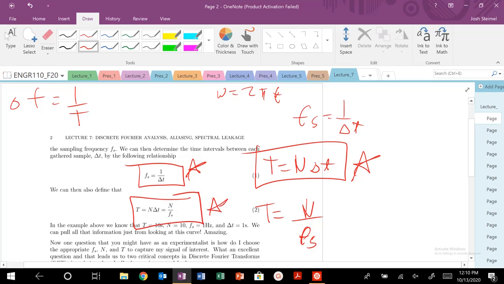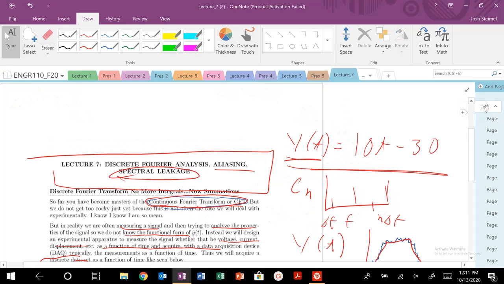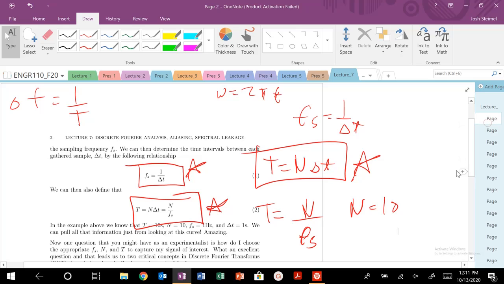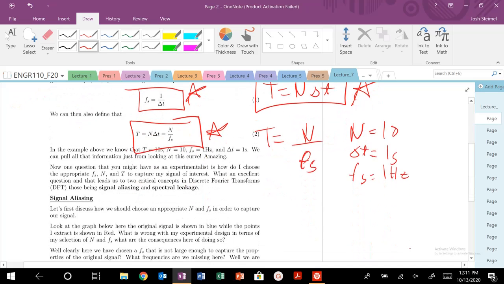So there are going to be multiple relationships, and you can double check this, and your intuition should match. In the previous example, we had n equal to 10 points. Our delta t is equal to 1 second, and our f sub s then is equal to 1 hertz, and everything should match. Again, we pulled out the period, our total number of points, our sampling frequency, and our delta t just from looking at this curve.